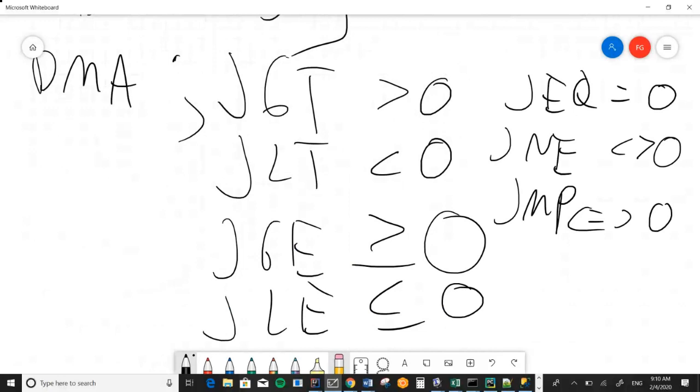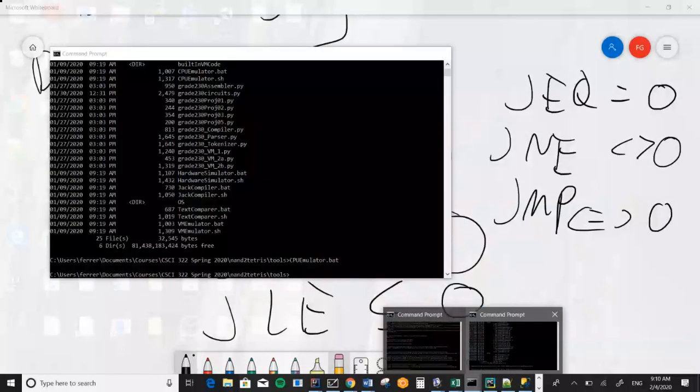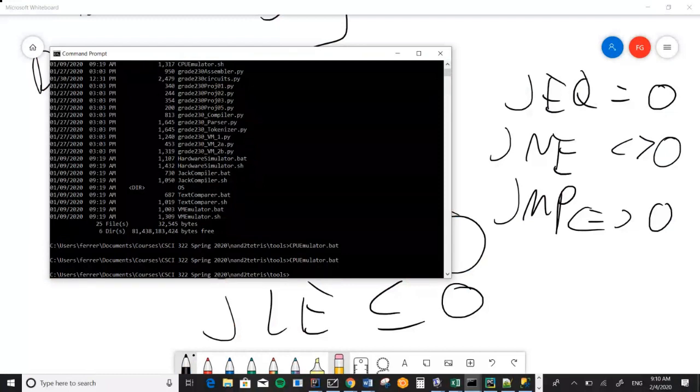That's like totally everything. And you're like, no, that's not it. And I'm like, yeah, actually it kind of is. But it's a little more meaningful to see this as a program, right? So here's what I'm going to do. I am going to start up the CPU emulator. So the CPU emulator on Windows.bat on Mac.sh. Okay.